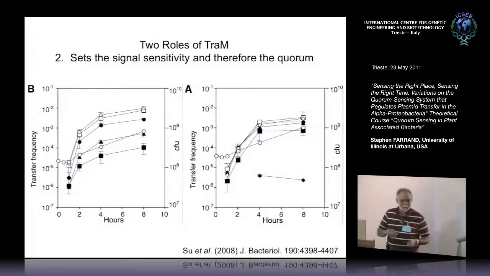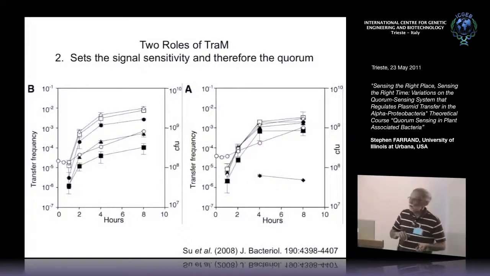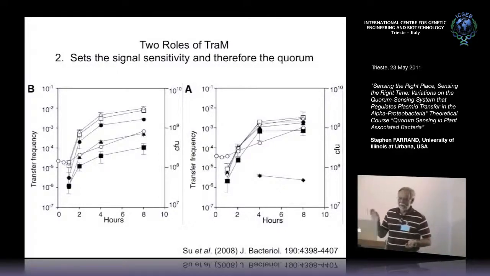Yeah? So I was just wondering, does TRA-M bind to other family members apart from TRA-R? So no, it only works on TRA-R, and it is a rapidly evolving gene. It only works on the TRA-R in the TI plasmid, or closely related TI plasmids, with which it's associated.